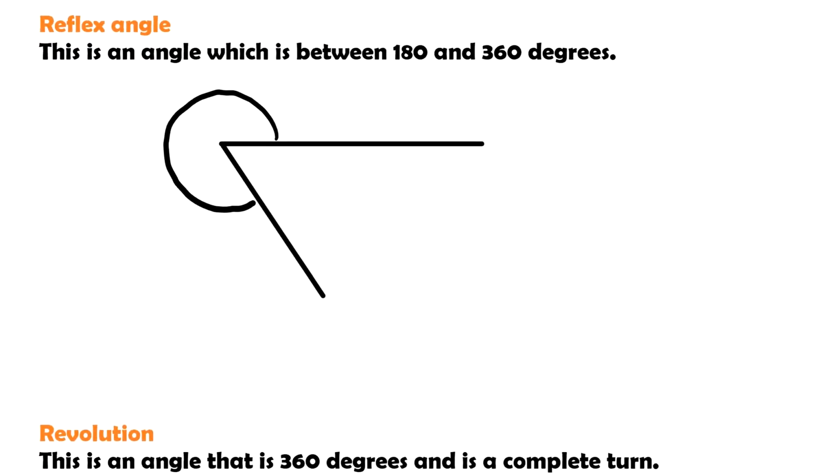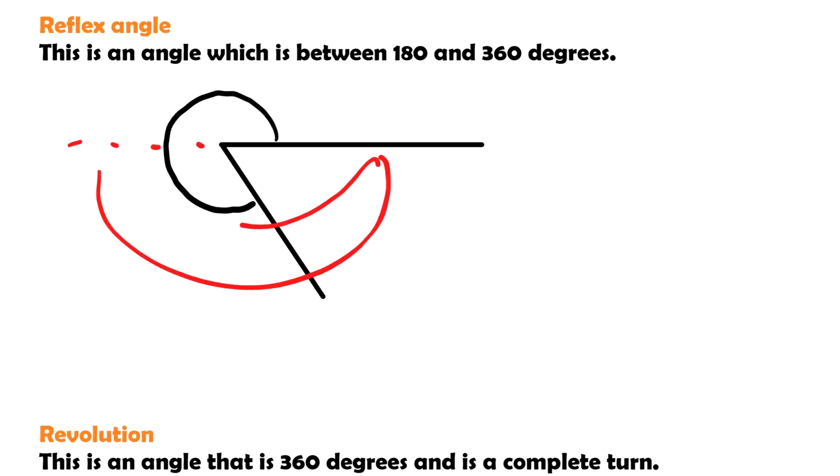Next, we're looking at a reflex angle. This is an angle that is between 180 and 360. So if I draw a dotted line here, anywhere around in here, this is where we're looking for our reflex angles.